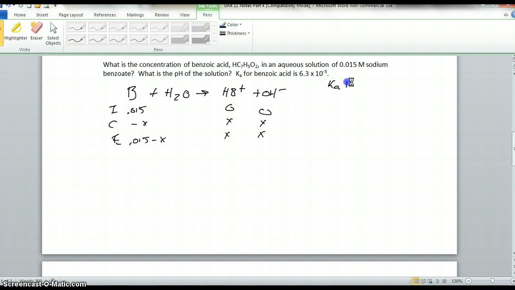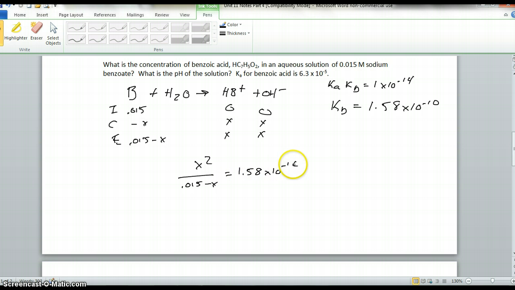So Ka times Kb equals 1 times 10 to the negative 14th. Plug in 6.3 times 10 to the negative 5th. I'm going to assume you guys can plug it in and divide 1 times 10 to the negative 14th by that number, and solve for Kb, and it's 1.58 times 10 to the negative 10th. Now we can plug into our equation because we're looking for the concentration of benzoic acid, which is x. So our products, x times x, or x squared, over our reactants, 0.015 minus x, equals 1.58 times 10 to the negative 10th.